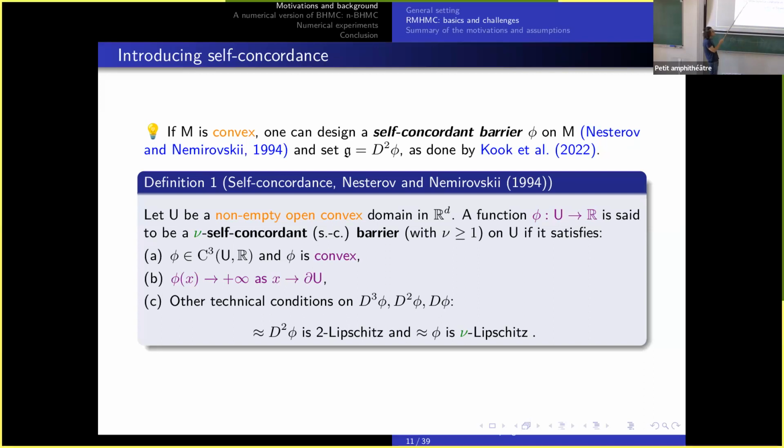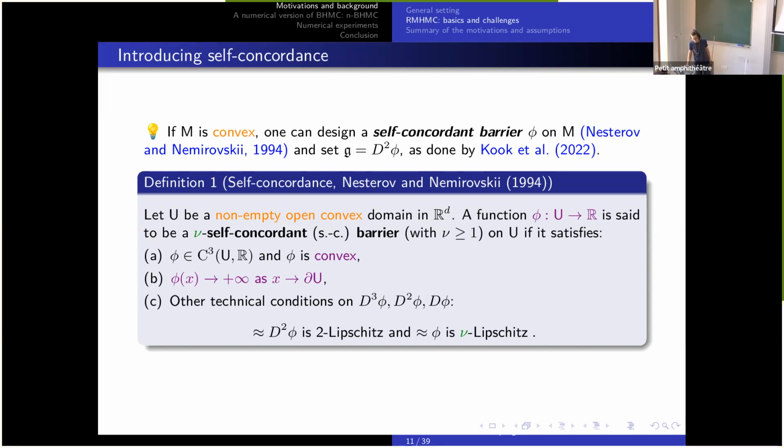And here I will not show you the very technical condition on the second and third derivative of this function, because I would spend half an hour explaining it. Basically, this condition says that, roughly, the second derivative of phi is locally 2-Lipschitz, and phi is also locally mu-Lipschitz.